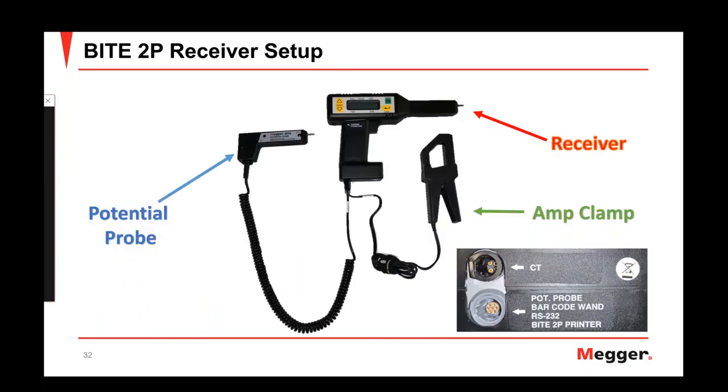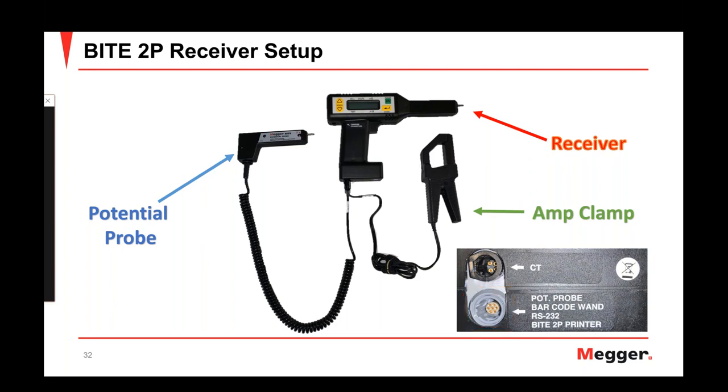So now let's talk about setting up the receiver, and this is what we're going to use whenever we're taking the measurements on the batteries and the strap resistances. So what we see here is that we have the receiver, and the potential probe and the CT are going to plug into the bottom of the receiver unit. Now we can see from the example here that the CT is going to plug into this 4-pin connector at the bottom of the receiver unit. And then the potential probe is going to plug into the 7-pin connector right next to it.